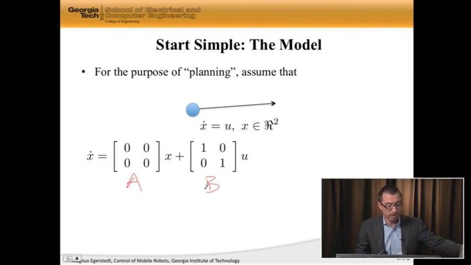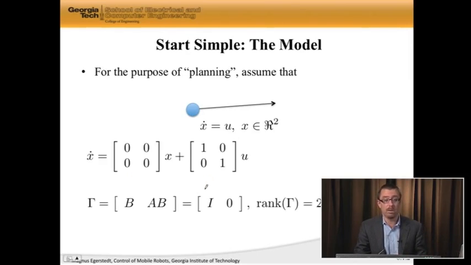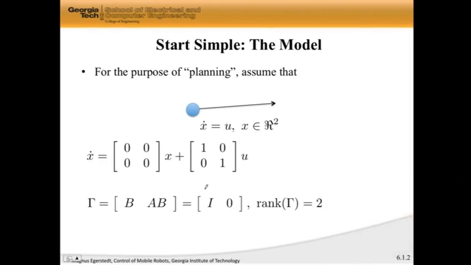Well, before we do anything else, we need to see whether or not we can actually control this system. And we form the controllability matrix, [B AB]. Well, A is 0, so this term is 0. B is the identity matrix, so this is the identity matrix. The identity matrix is as full rank as any matrix anywhere can be. So clearly the rank of gamma is equal to 2, which, by the way, is the dimension of the system. So we have a completely controllable system. We should be able to make this system do what we would like it to do.